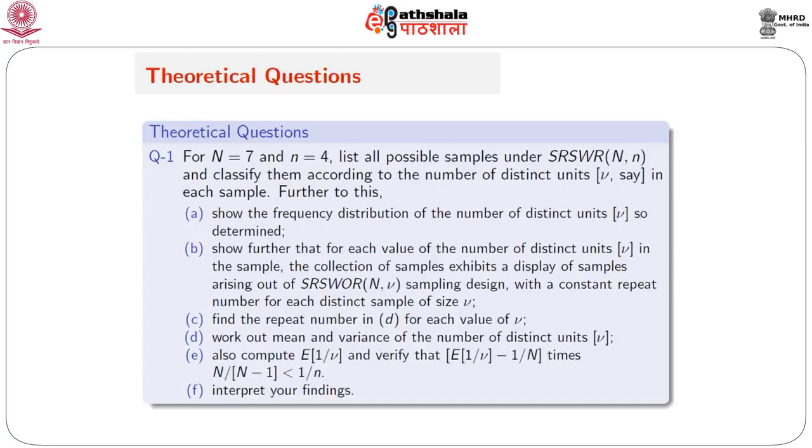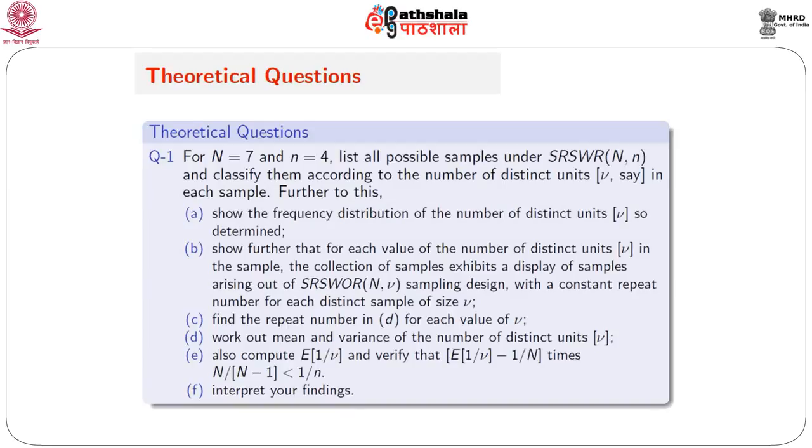That is why you can apply the fundamental results under without replacement sampling and derive all the results. So under question C, it says find the repeat number in D, that should be in B. Find the repeat number in question B for each value of nu. Work out mean and variance of the number of distinctive units. Once you have the answer to question B, which tells you the distribution of nu, you can work out mean and variance straight away.